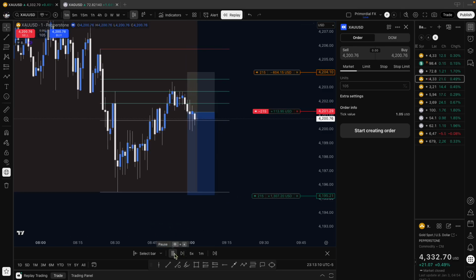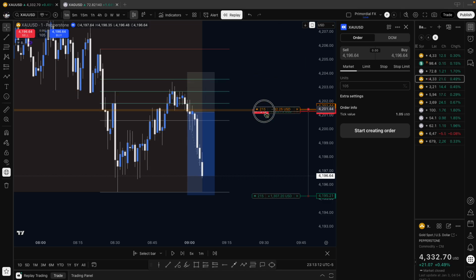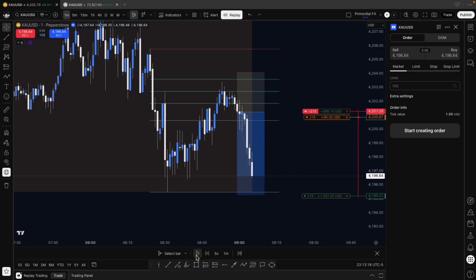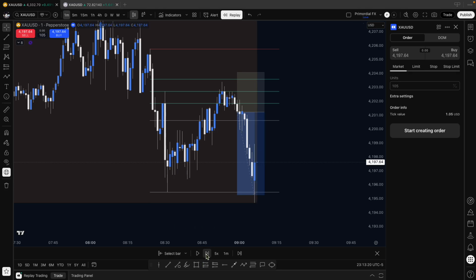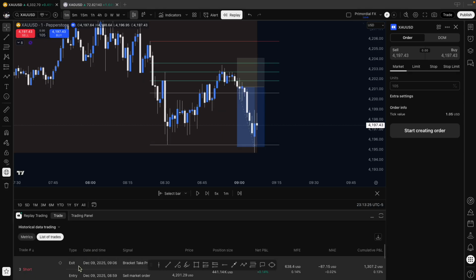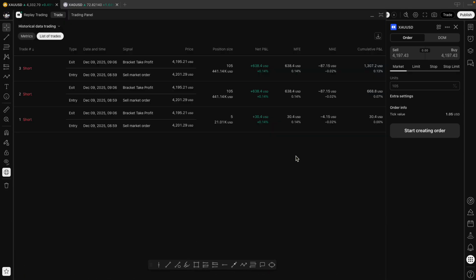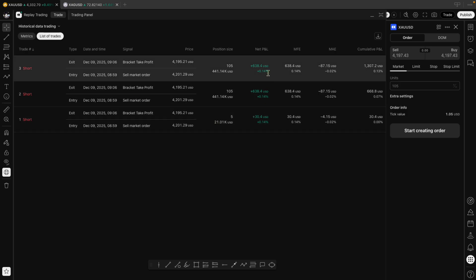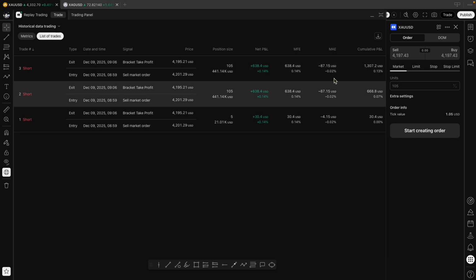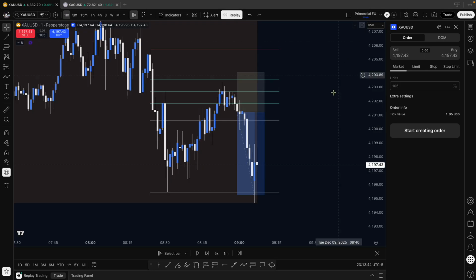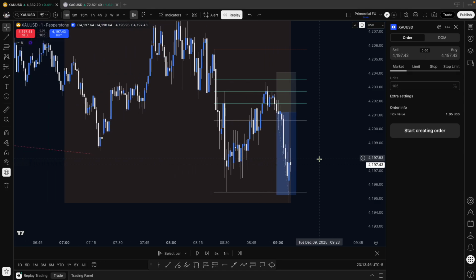And then we let price go, stops to break even. Boom, take profit. So there were 3 different positions when we hit take profit, right? So that would be the trade, and we would be done for the day.